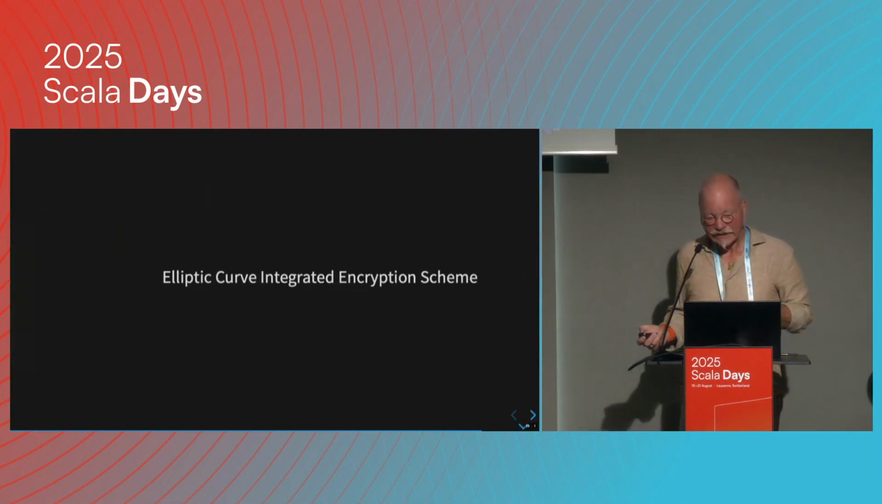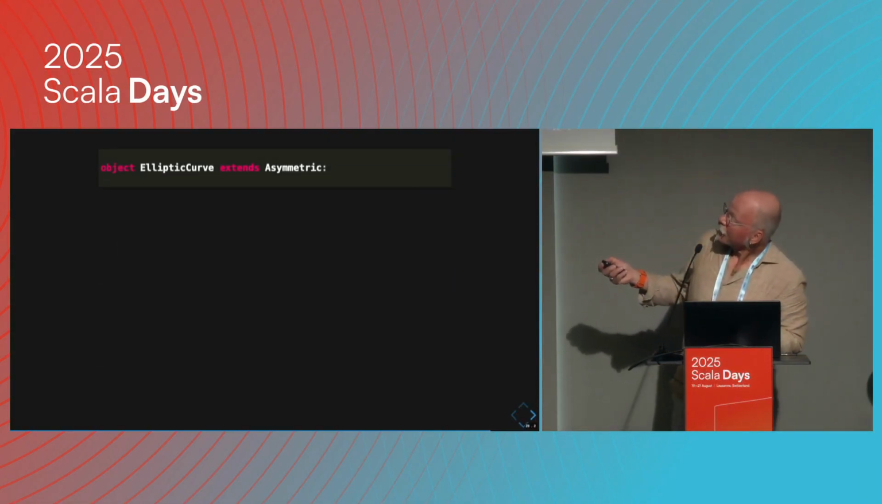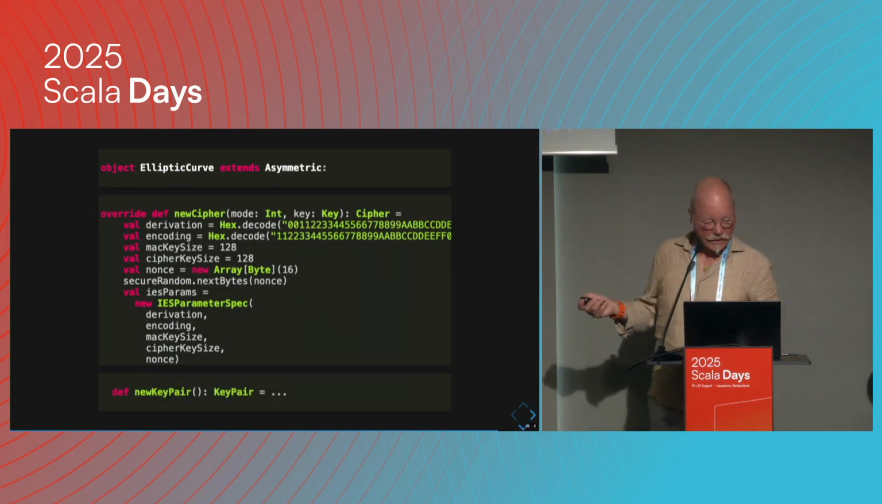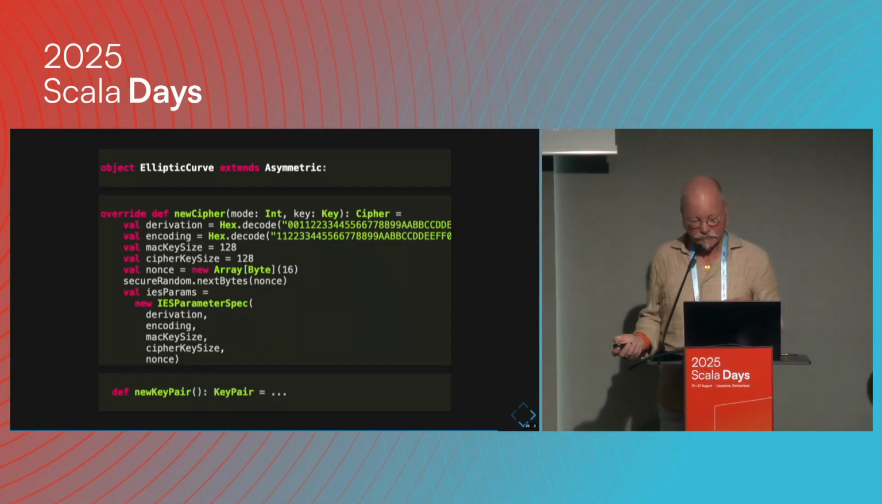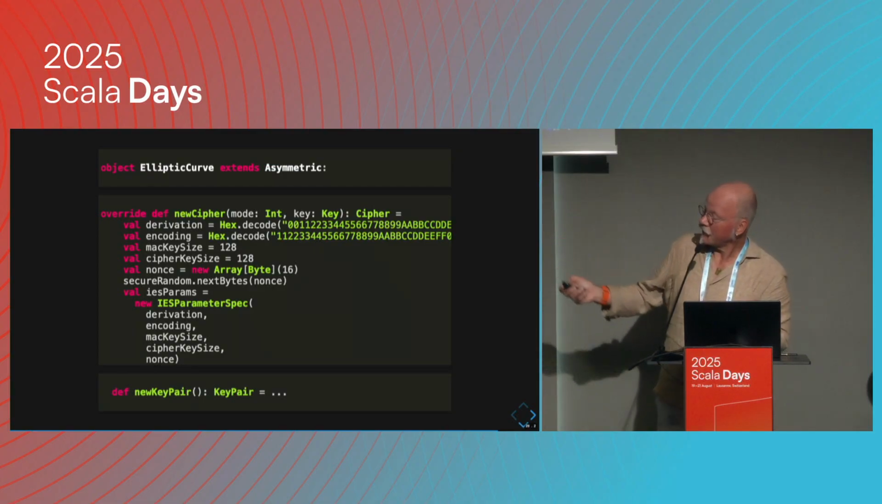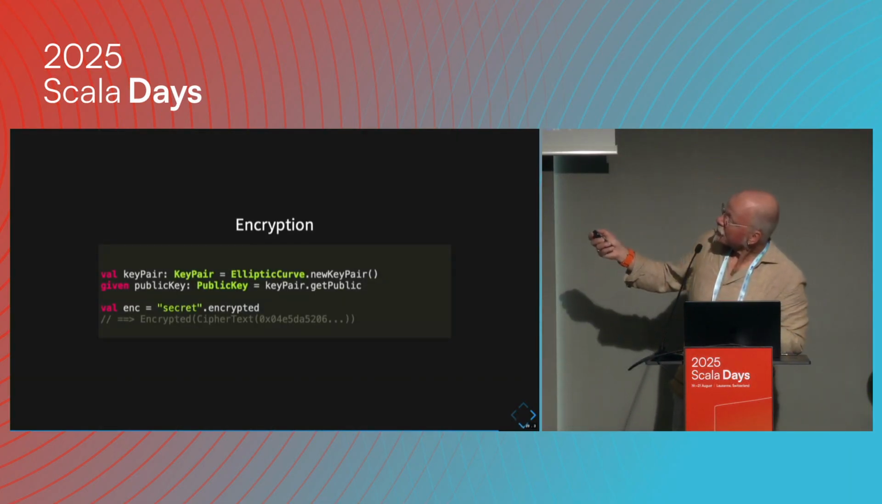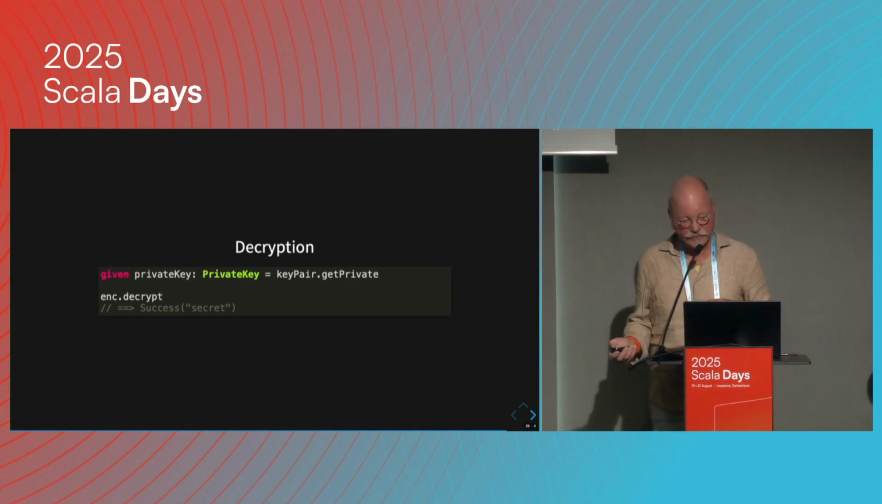Elliptic curve. This is going to be simple because we have the same thing we do in object, extends asymmetric. The cipher things need to be set up correctly. This is kind of boring. And we have a new key pair which you can implement. But that's all we need to do, the new cipher and the new key pair. And then we can use it like this. Get the key pair, make the public key given, we can do encrypt. Decrypt, just make the private key given, and we can decrypt.